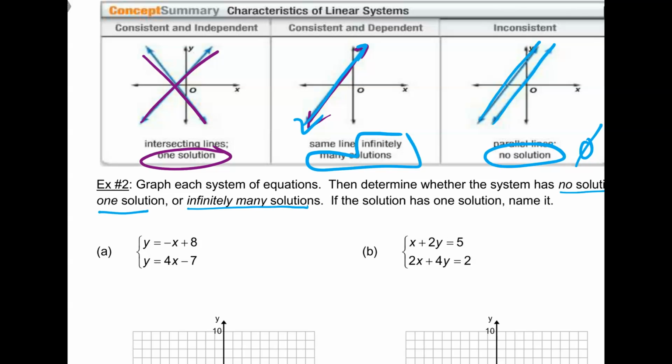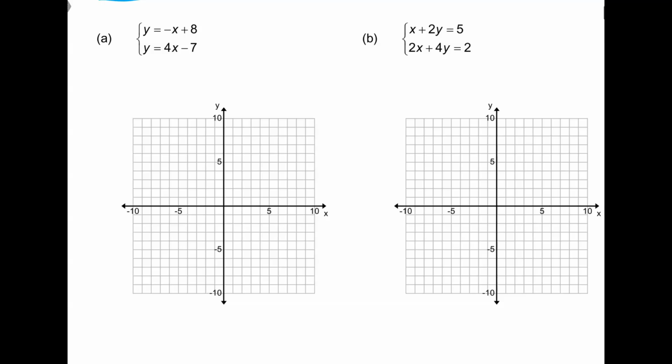So I write it out for you, so that way you know how to spell it and you can write it. Alright, if the system has one solution, name it. So what we're going to do is graph this. And notice I have them in slope-intercept form. So for the first one, does someone want to come up here and graph it for me?